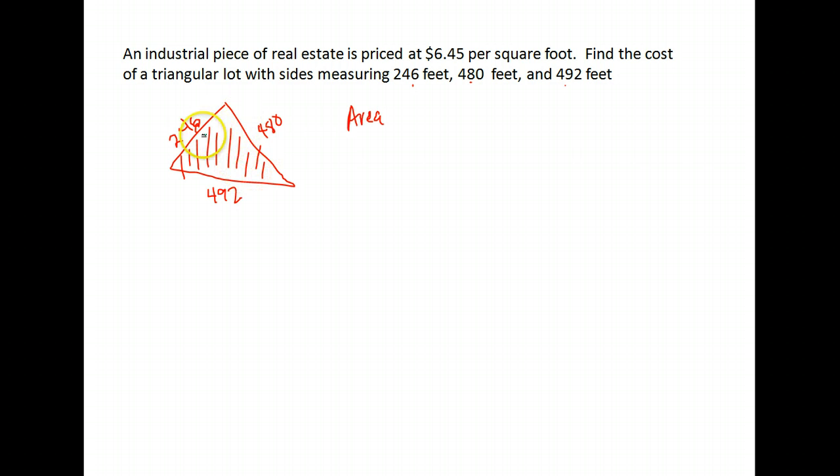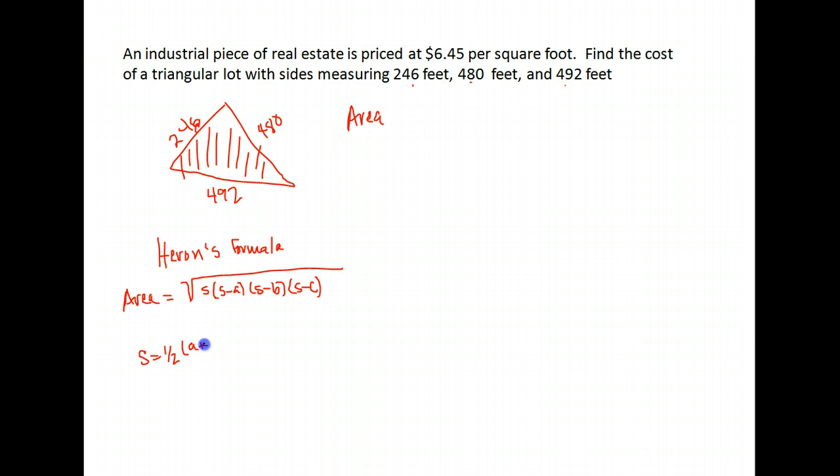Now, with trigonometry, we're able to find the area of a triangle just knowing the three side lengths. In this example, there are other things you could do, but I'm going to use Heron's formula, which says that the area is equal to the square root of S times (S minus A) times (S minus B) times (S minus C), where A, B, and C are the sides of the triangle, and S is equal to 1/2 of (A plus B plus C). It's the fastest way to do it when you're given three sides.